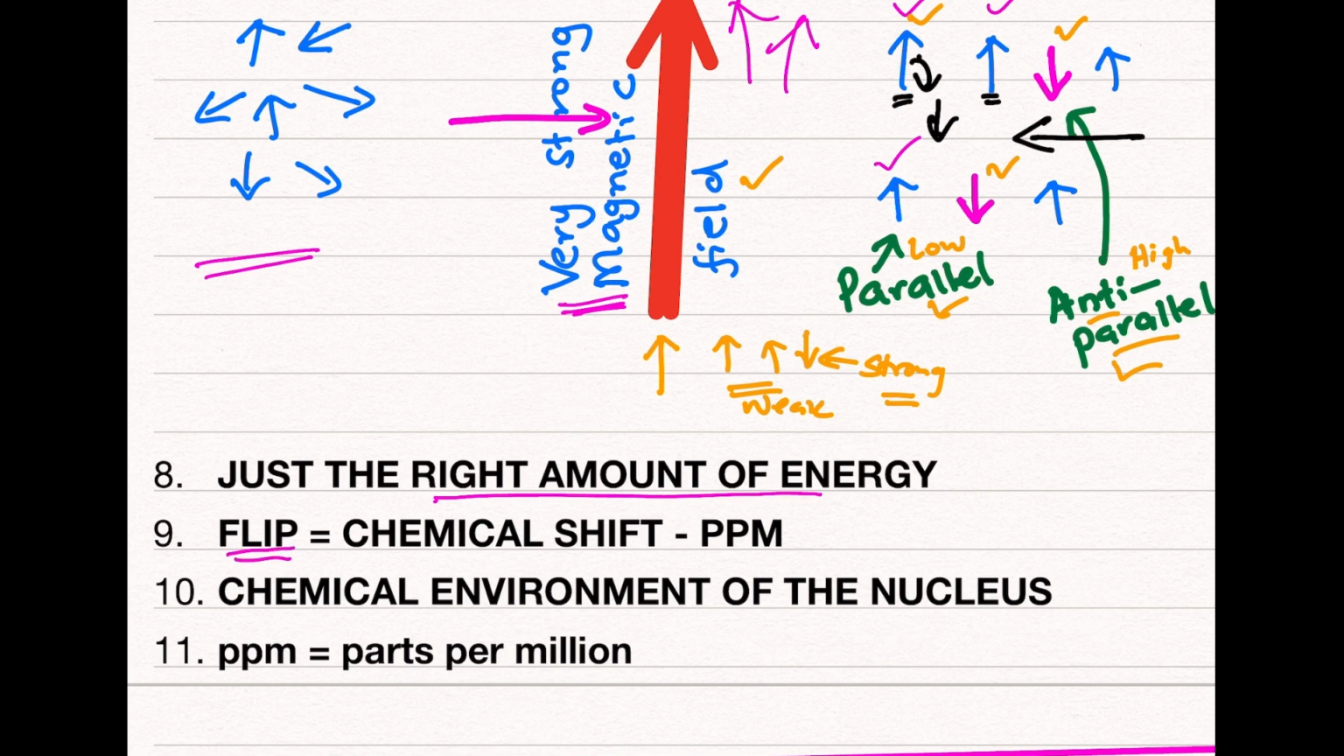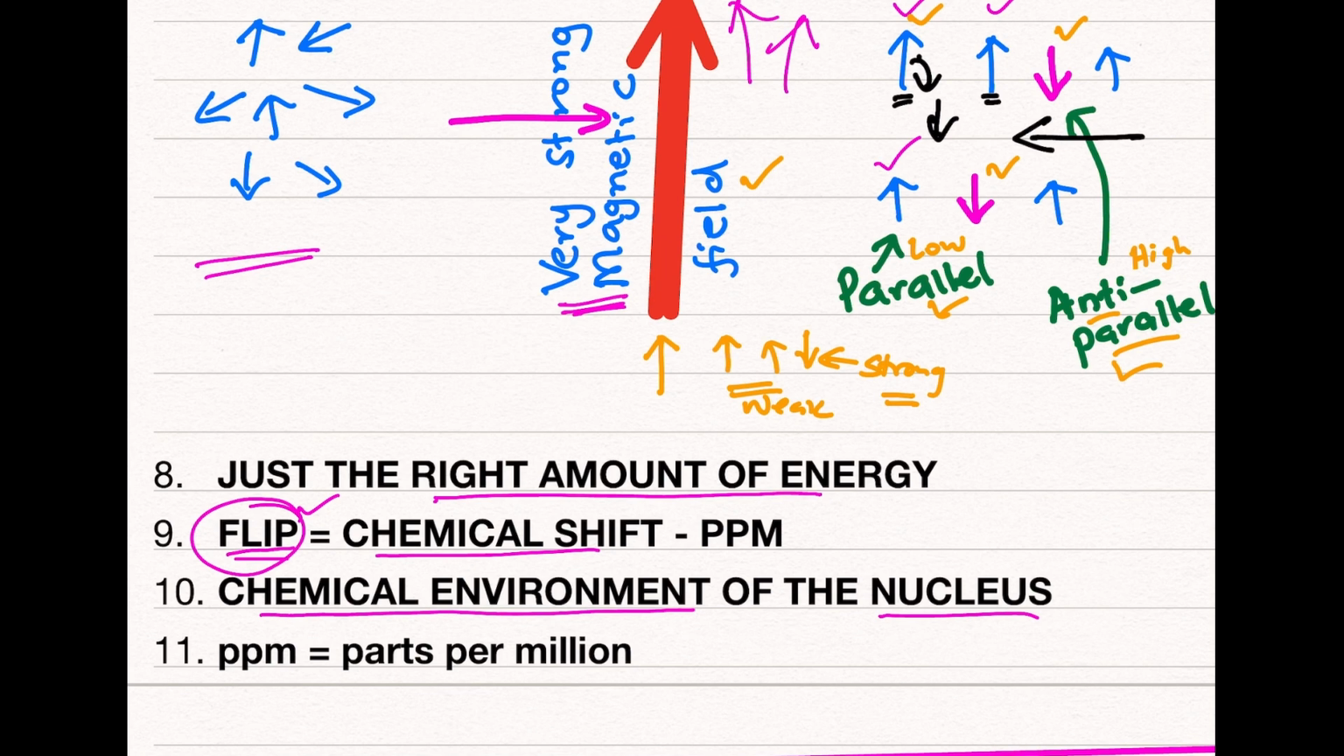That amount of energy required to cause a flip is very sensitive to what we call the chemical environment of the nuclei. So that means hydrogens or protons, proton nuclei in different chemical environments will require a different amount of energy to flip. And because of that, we can use the chemical environment, that's the amount of energy required to cause a flip, to get more information about a sample, about that hydrogen that you're looking at. What environment is it in? That proton, that carbon that you're looking at, what environment is it in?